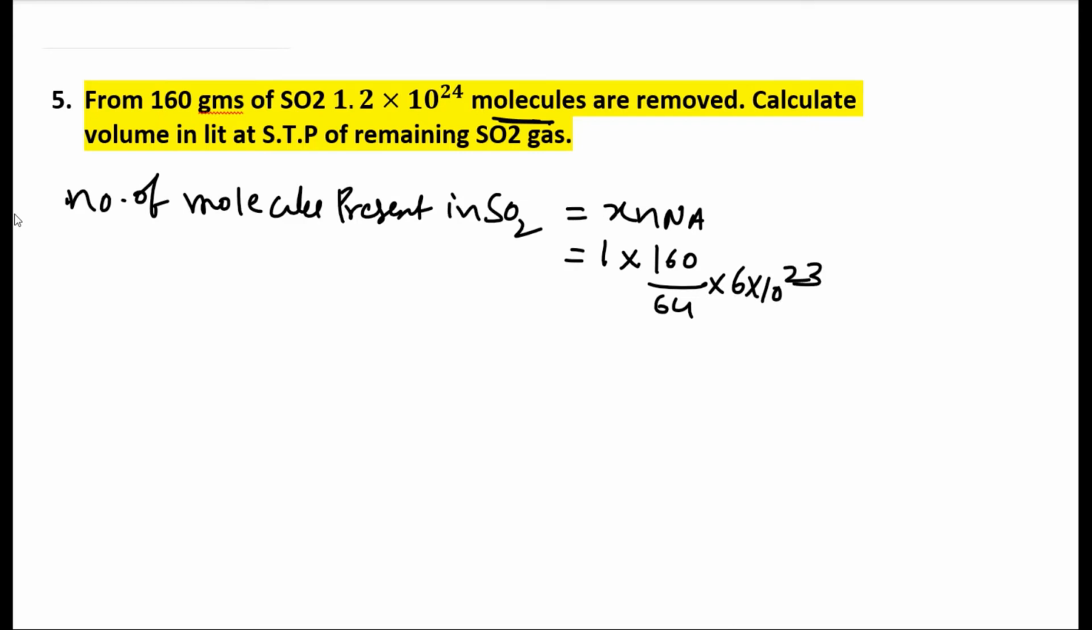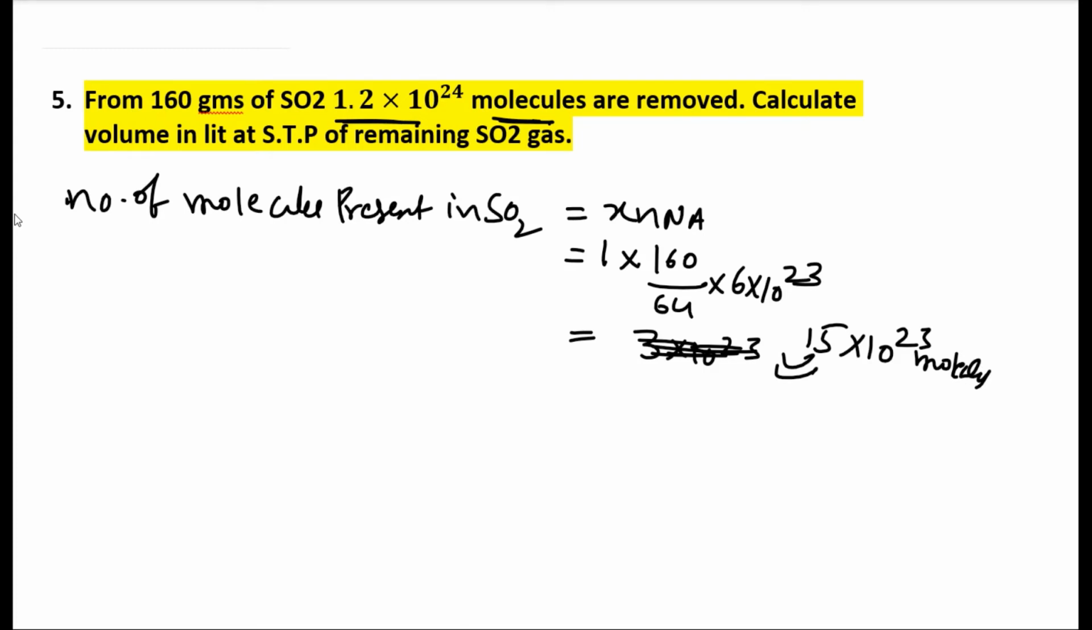So for this you are getting 3 into 10 power 23 after calculation. I'm sorry, I'm very sorry. This is 15 into 10 power 23. You are getting 15 into 10 power 23, not 3 into 10 power 23. So these are the molecules present in 160 grams of SO2.